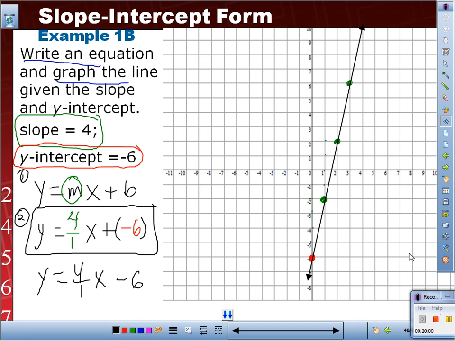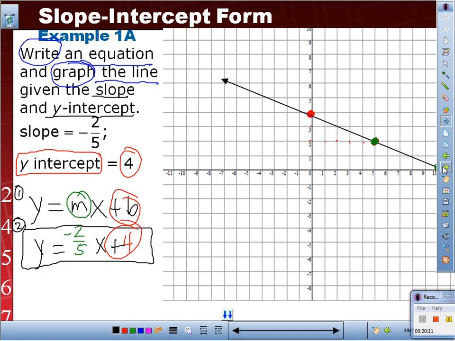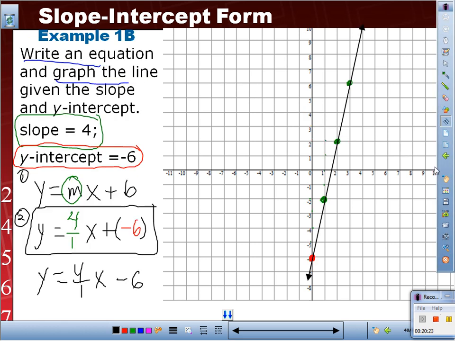That's it. Now let's see, hopefully you caught this. Look up, please. Look at the previous example. It was negative 2/5. Look at this slope. In what direction is that line going? It's going down, isn't it? That's what it's representing, the negative slope. Look at this one. Isn't this a positive slope? And where is it going from left to right? It's going up. Does that make sense?